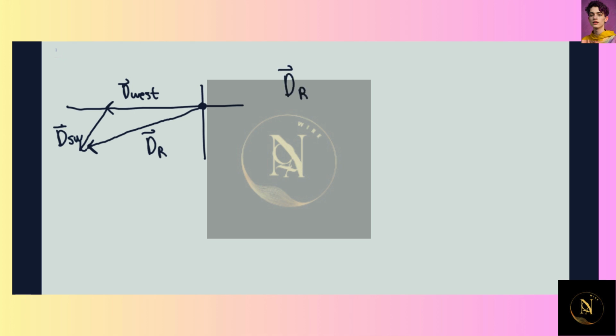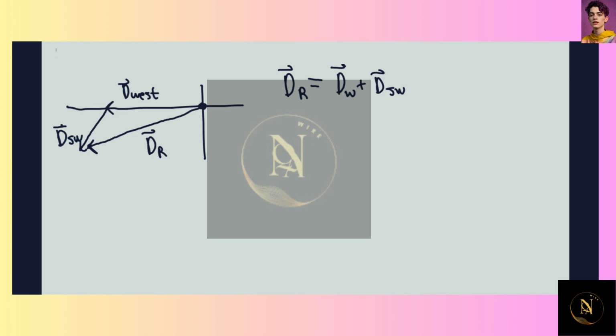Adding the vectors, the resultant displacement would be equal to the west displacement plus the displacement in the southwest direction. So let's actually specify. This would be west plus the southwest displacement.